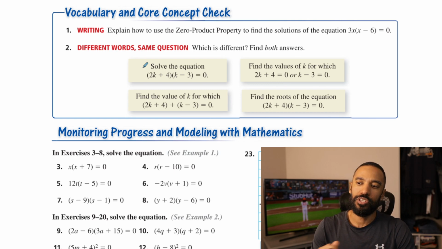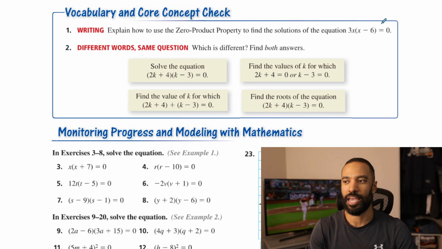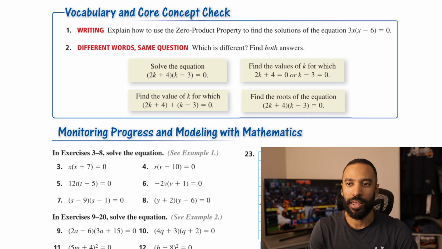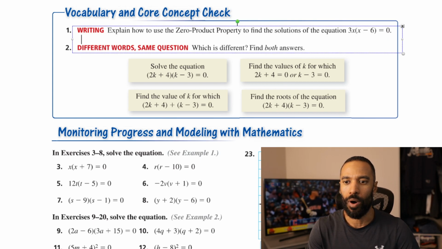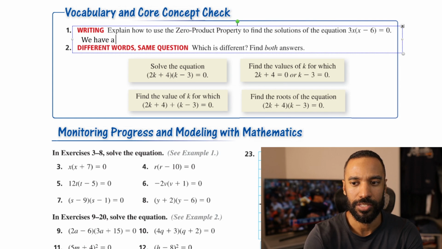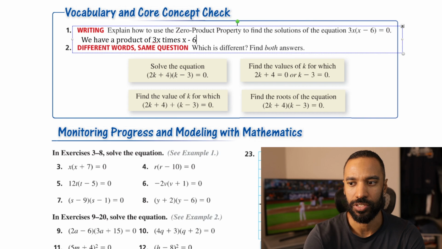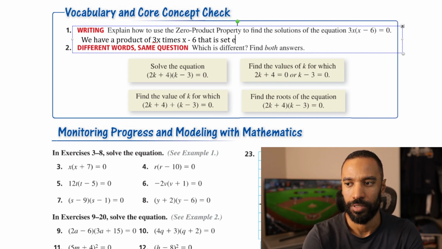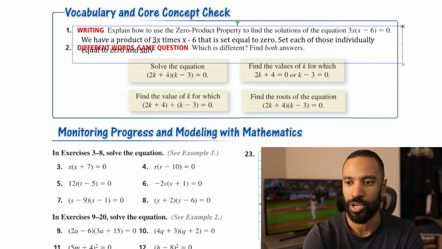Okay, explain how to use the zero product property to find the solutions of the equation 3x times x minus 6 equals 0. Well, the zero product property is once again a product that multiplies to become 0, and this is exactly one of those. We have a product of 3x times x minus 6 that is set equal to 0. Set each of those individually equal to 0 and solve.